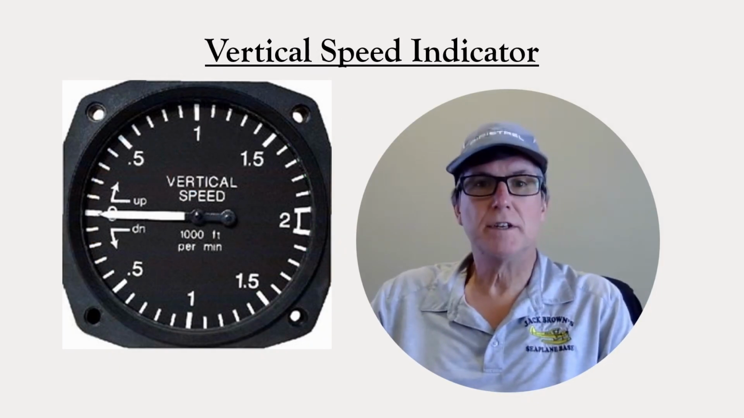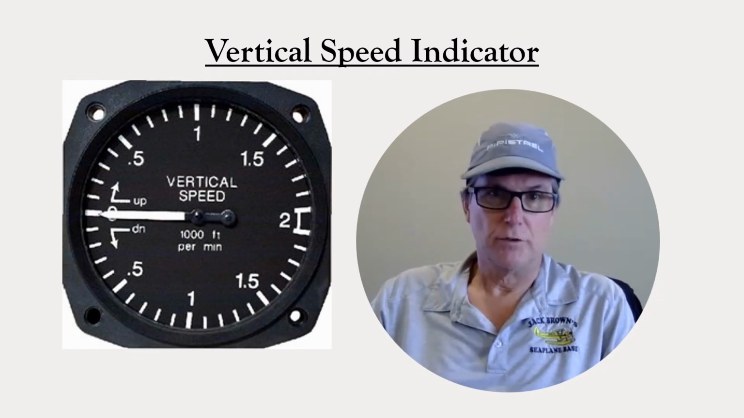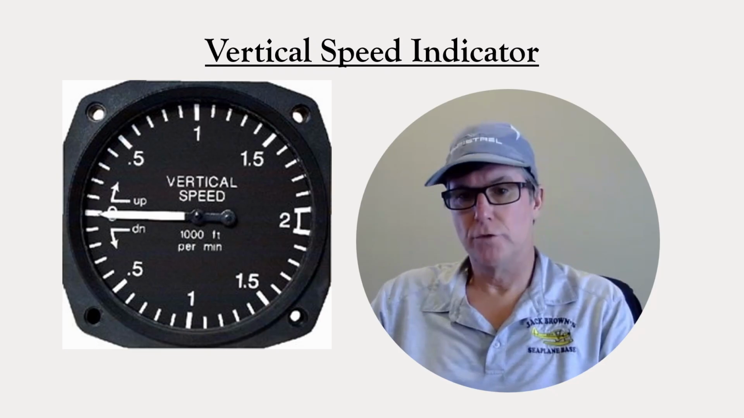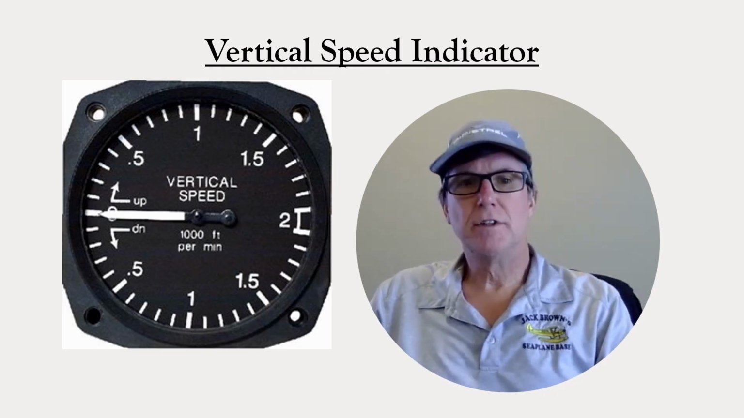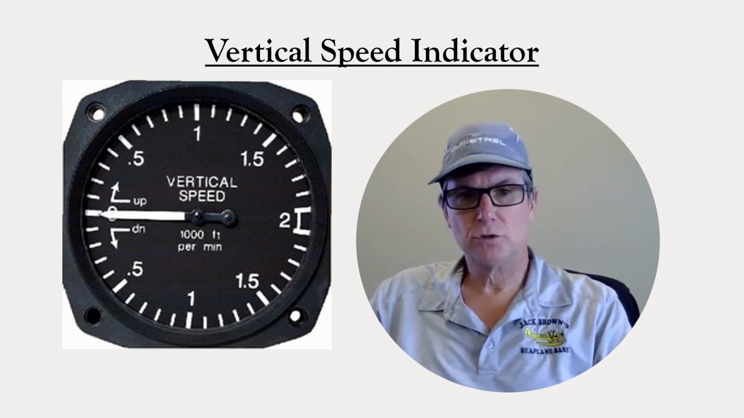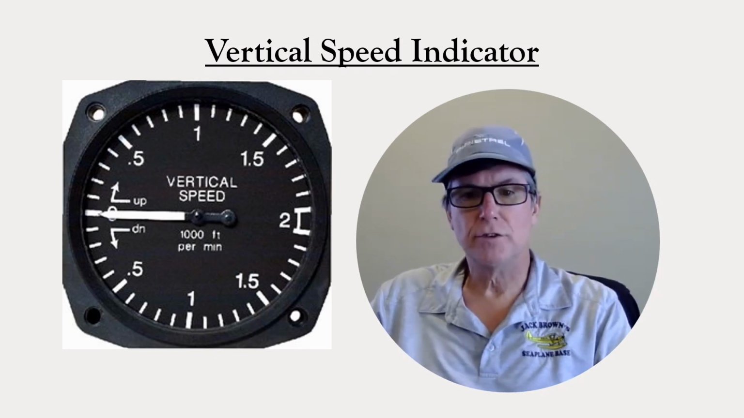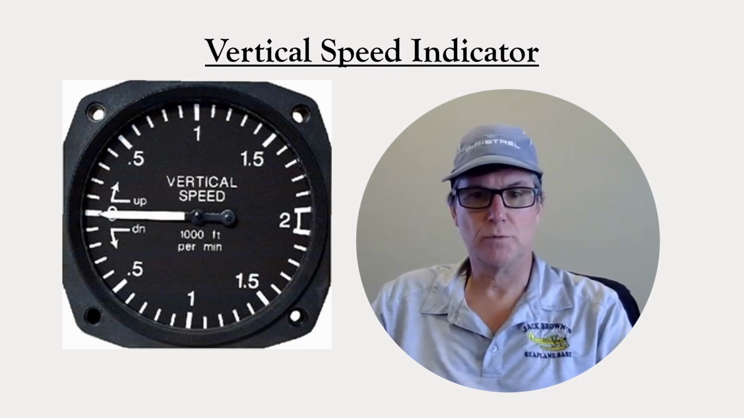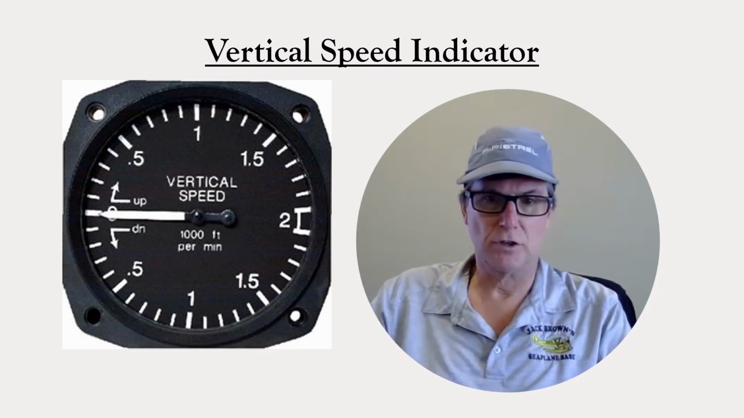The vertical speed indicator measures a rate of change of pressure from the static port and determines a rate of change of altitude from that. There is a delay of several seconds between the actual change and the indicator displaying the change. So it's actually showing you your vertical speed from several seconds ago.